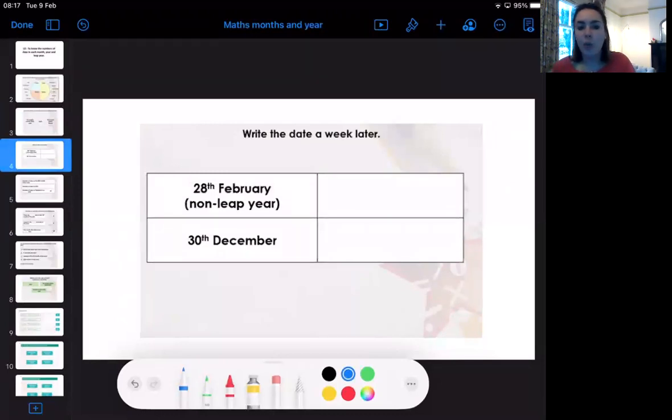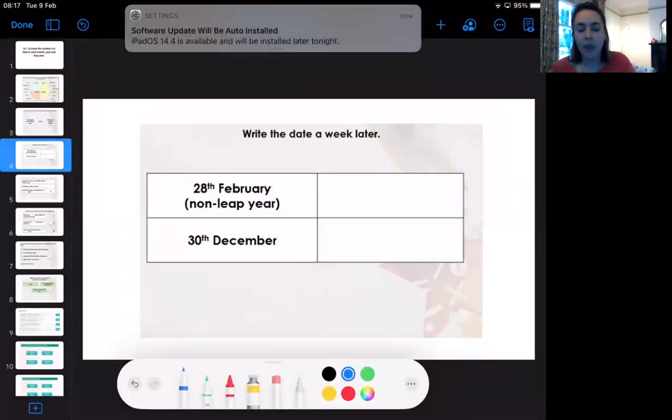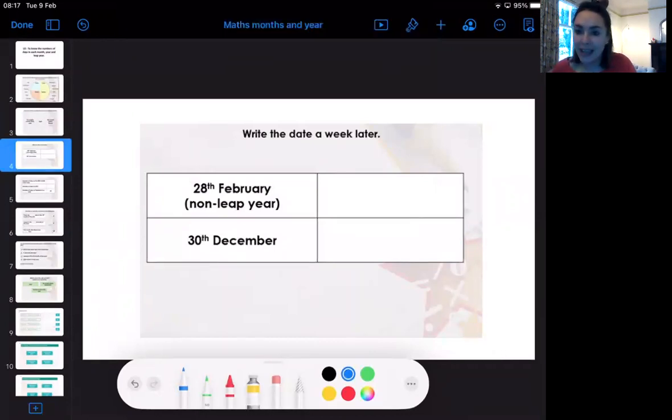Write the date a week later. This one is a little bit tricky because we're working on going into the next month. So you need to know how many days each month has. If we're writing the day a week later, we're going to be adding 7 onto each date. But the problem, like I said, is that we're going into the next month. Let's have a look at this one together. If you think you can have a go, then pause it now. That's absolutely fine and have a go independently.